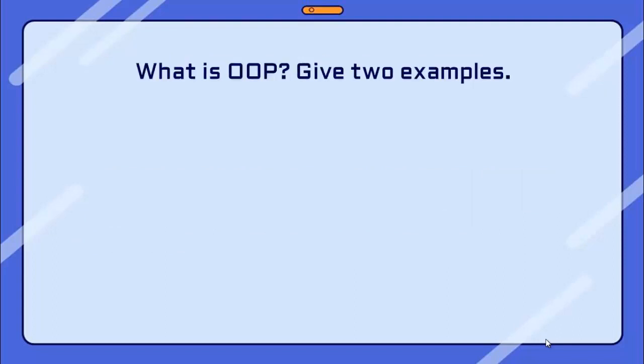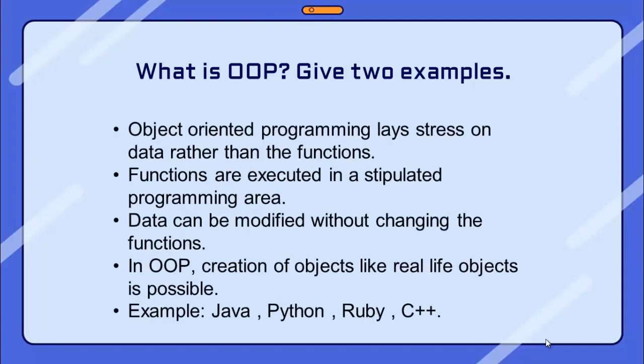Now coming to object oriented programming. What is OOP? Give examples. So OOP is object oriented programming. The stress is laid on the data rather than the function. Functions are executed in a stipulated programming area. Data can be modified without changing the function. In OOP, creation of objects like real life objects is possible. Examples: Java, Python, Ruby, C++.